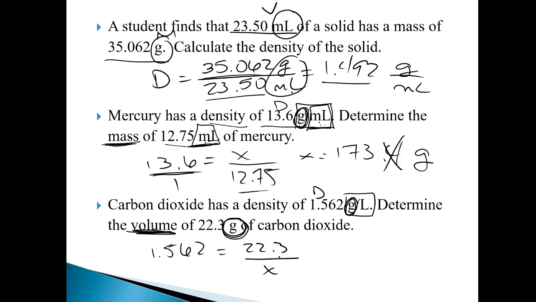Okay? But again, you want to make sure you set it up properly. You have to know what things are. This is density, and this is mass, and you're looking for volume. Set this up and cross multiply. You get 1.562x equals 22.3. X is therefore 14.2765685. In terms of sig figs, that's got 3. That has 4. So my answer is 14.3.